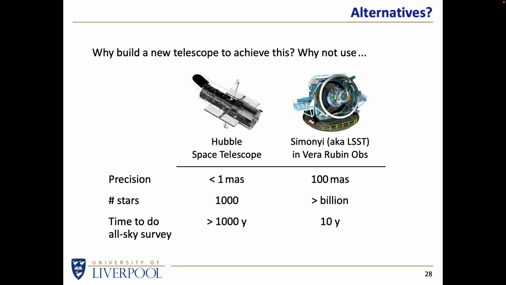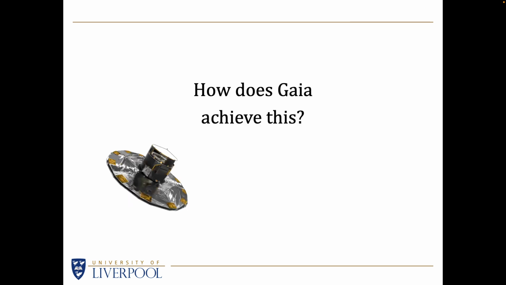And that's only if you measure every star once. If you want to measure every star 10 times or 100 times, then the mission would be 10,000 years or 100,000 years. Not really practical. We don't think, despite the fact that Hubble has done really well to last this long, we don't think it's going to last for thousands of years.